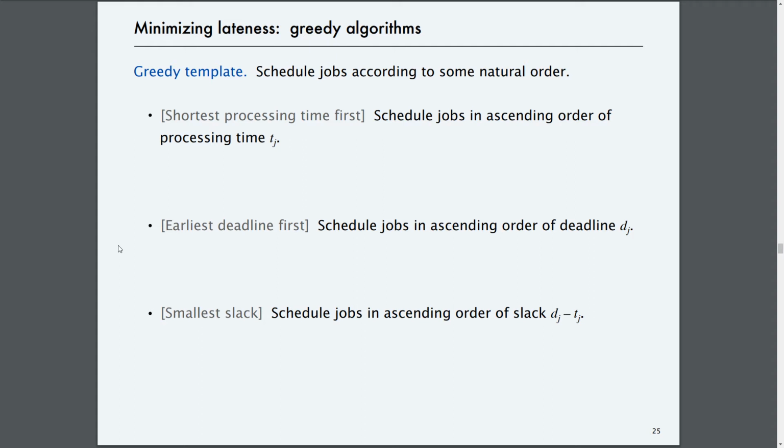So again, let's make a greedy argument here. Let's try shortest processing time first. So we'll schedule the jobs in ascending order of processing time. We'll also try scheduling them in ascending order of their deadline. So that's the earliest deadline first. And then we'll try using the slack. So ascending order of slack, which is the difference between its due time and the time it takes to run.